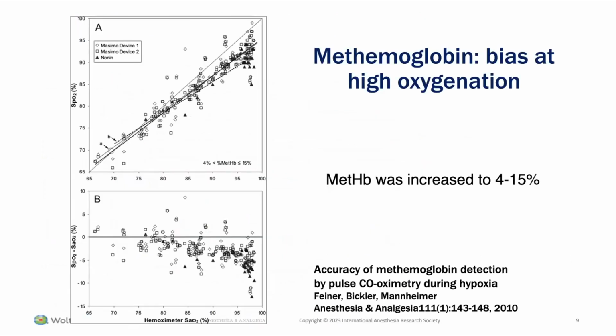The opposite can occur for methemoglobin. Here, methemoglobin was increased to between 4 and 15%. And on the bottom is a bias plot showing the hemoximeter saturation versus the difference between the pulse oximeter reading and the hemoximeter. At higher saturation, when there's a significant amount of methemoglobin present, it makes the pulse oximeter read too low. So this is all fairly simple. We can kind of understand this.